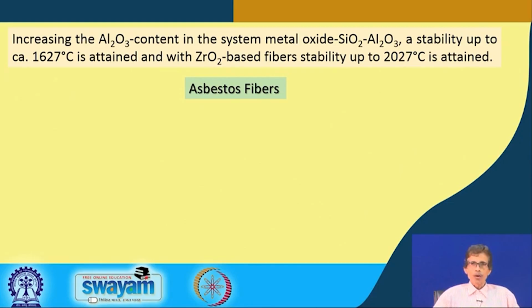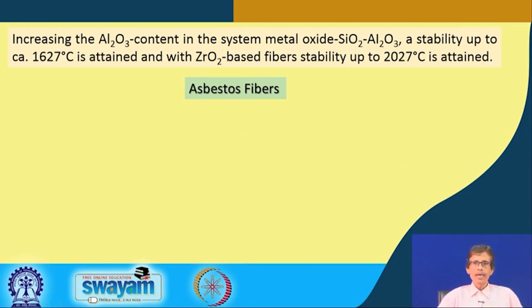Then if we put zircon, or zirconium dioxide, we can go up to 2000 degrees centigrade, which is a very high temperature for industrial use. So any container, any channel, any pipe can be made of this sort of fibers, which can withstand a temperature of 2000 plus.